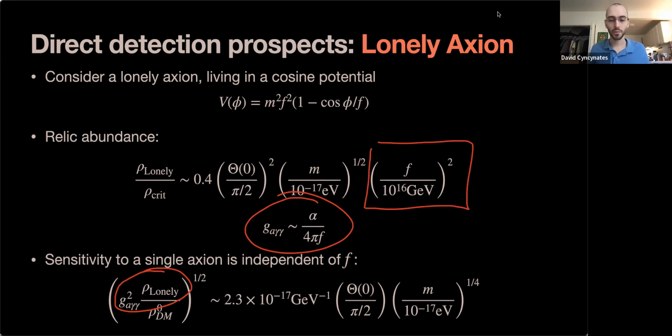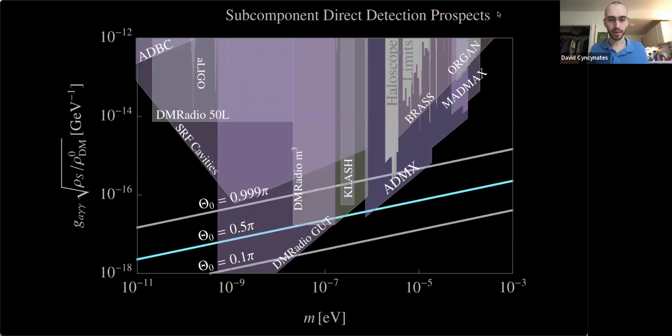So we can now plot our direct detection prospects in terms of this figure of merit, g_aγγ root rho, versus the axion mass, and we'll get signal strengths for axions produced with an initial misalignment that don't depend on the decay constant. So an axion of a particular mass with a 0.1 pi initial misalignment will produce a signal strength in your detector that looks like this, independent of its decay constant. Then 0.5 pi and 0.999 pi.